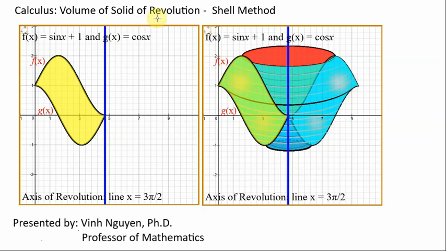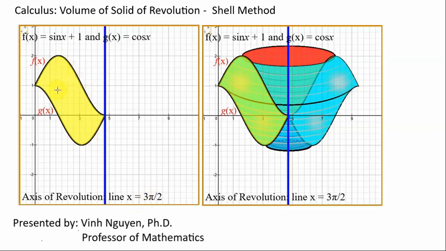This video is on solid of revolution, volume of solid of revolution, and the shell method. And here I have this yellow region right here. It's bounded above by the graph of sine of x plus 1. It's bounded below by the graph of cosine of x. And this is the line x equal to 3 pi over 2.